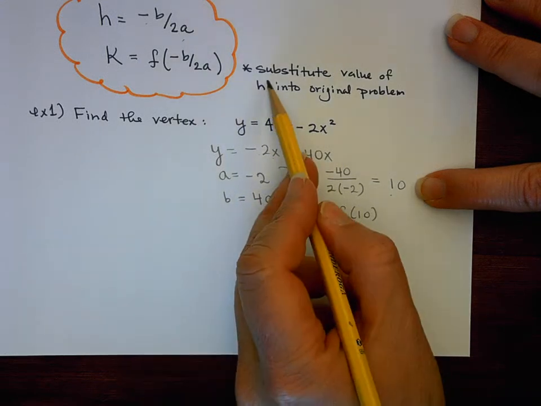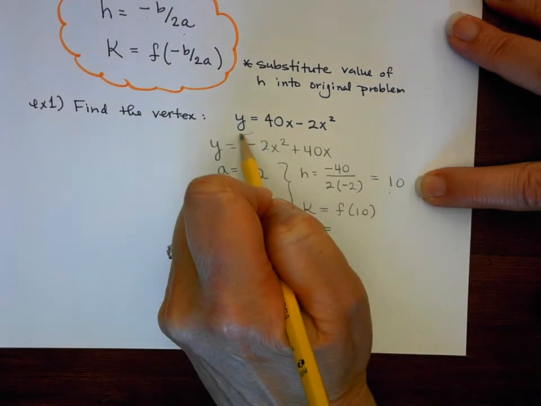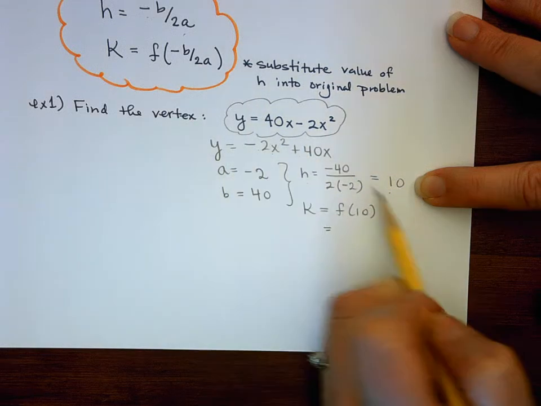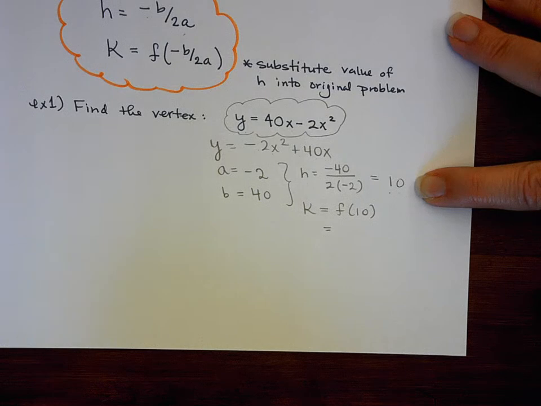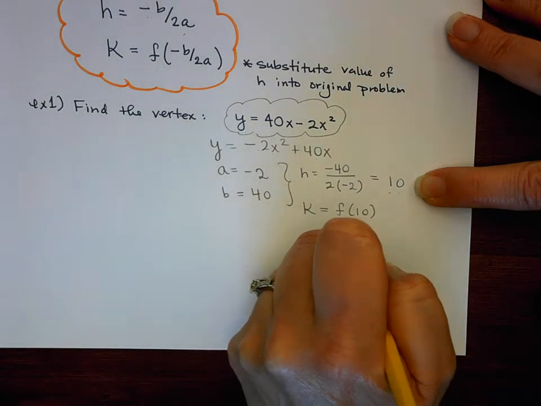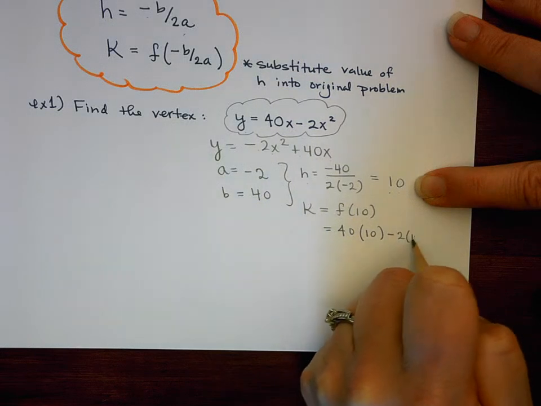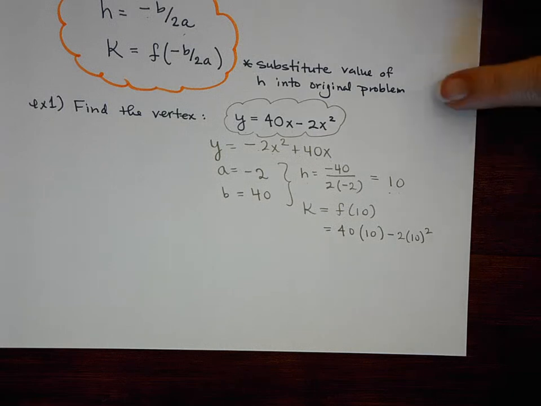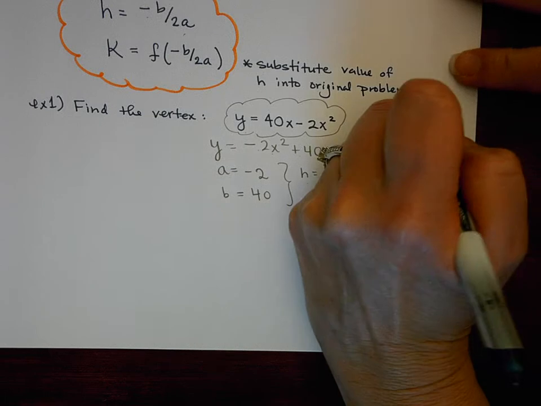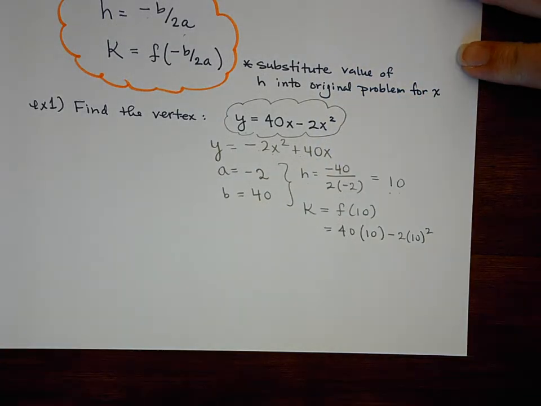So when it says to substitute the value of h into the original problem, here's my original problem. The 10 that I got, is that for x or is that for y? For x. So then I'm going to do 40 times 10 minus 2 times 10 squared. Okay, so let's add to this just to make it make more sense. It says substitute the value of h into the original problem for x. Does that make more sense now? No? Mm-mm.